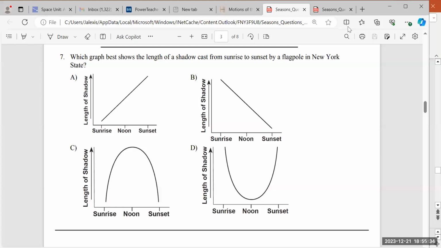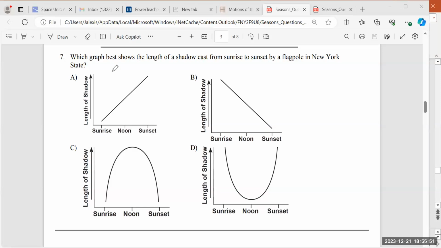All right, number seven. Number seven says, which graph best shows the length of a shadow cast from sunrise to sunset by a flagpole in New York State? So the length of a shadow, that's what we're going to be focusing on.